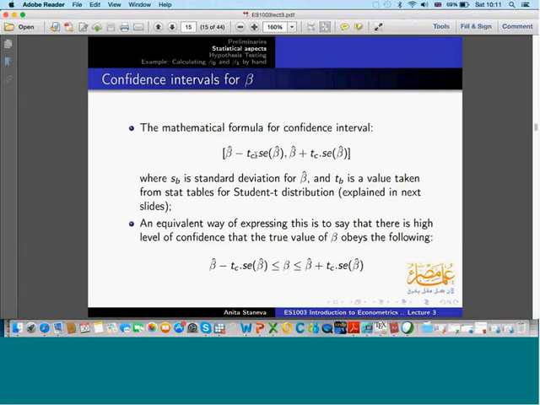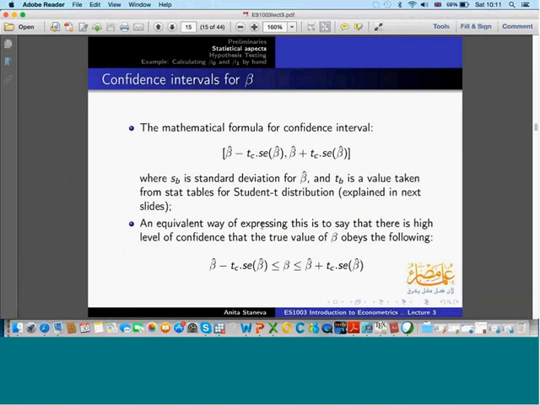C is a value taken from the stats table for the student T distribution, and I'm going to give you more discussion about it in the next slide. And this S_B relates to the standard deviation for our beta, or the standard error of our beta.